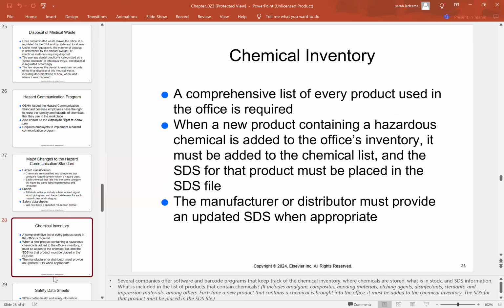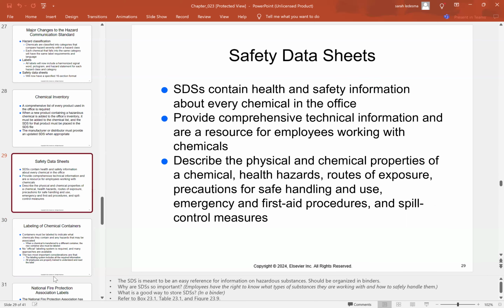Chemical inventory. A comprehensive list of every product used in the office is required. When a new product containing a hazardous chemical is added to the office's inventory, it must be added to the chemical list, and the SDS for that product must be placed in the SDS file. The manufacturer or distributor must provide an updated SDS when appropriate.